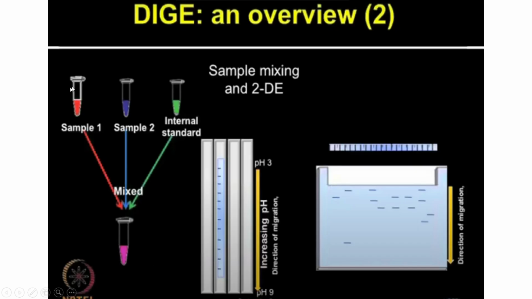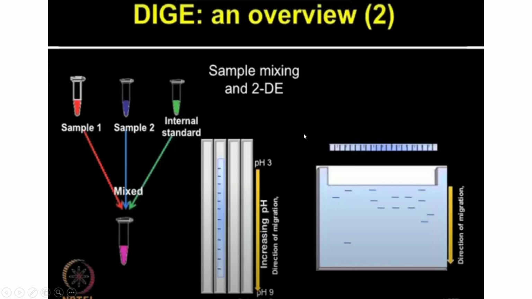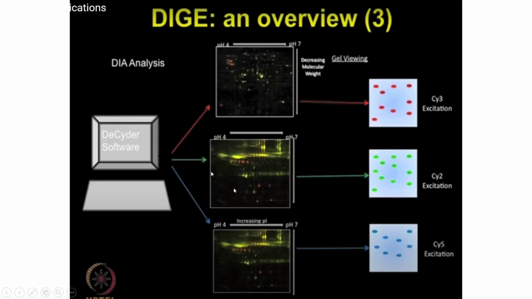But what was present in sample one can be visualized by giving certain excitation and emission. Similarly, what was present in sample two, a different excitation and emission can be given and visualized. So you are running only one gel, so multiple gels are not required if you are using dyes. And then you can directly visualize them in that one gel itself, your internal standard, your control sample, and your disease sample all together at once.